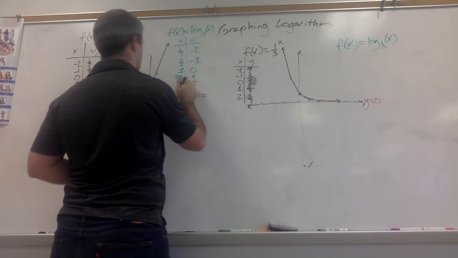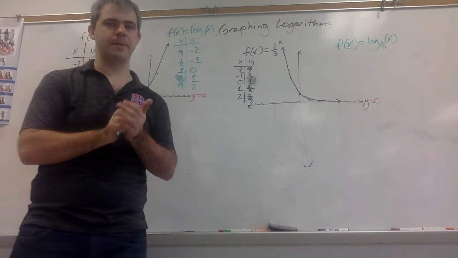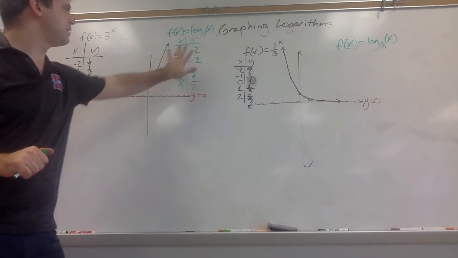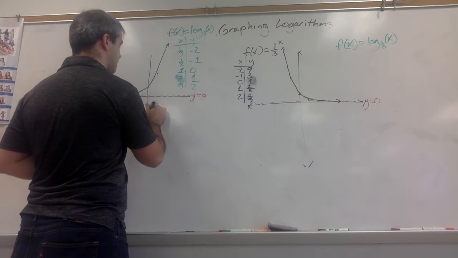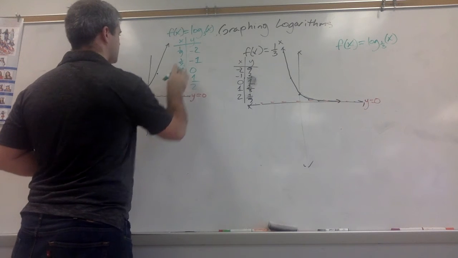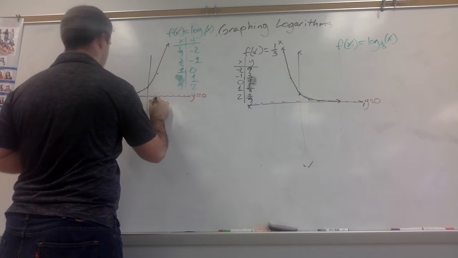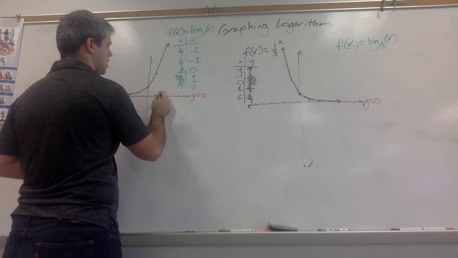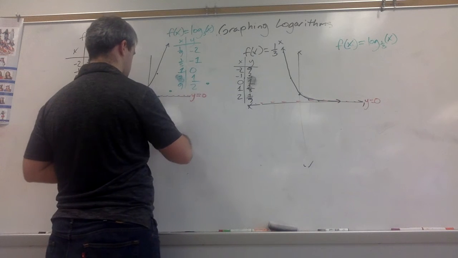3, 1, 9, 2. All right, so let's graph this real quick. So 1/9, -2. Sorry, this is 1/3. 1/3, -1, 1, 0, 3, 1, 9, 2.